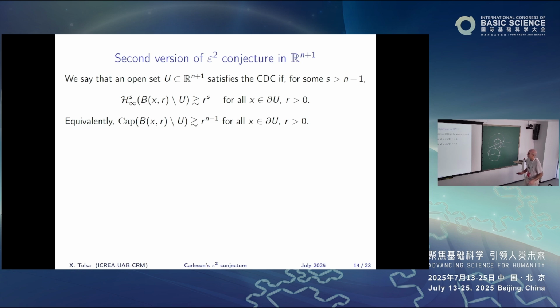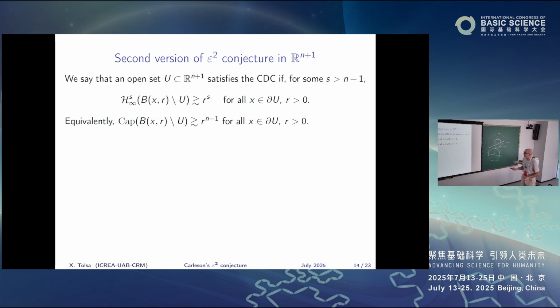All right, but before doing this, let me say we have to restrict a little the class of domains, but not too much. So the class of domains that we will consider are the ones that satisfy what one calls the CDC. CDC stands for capacity density condition. It's a condition that appears quite often in potential theory. It can be stated in terms of capacity, but also it has an equivalent definition in terms of Hausdorff content.